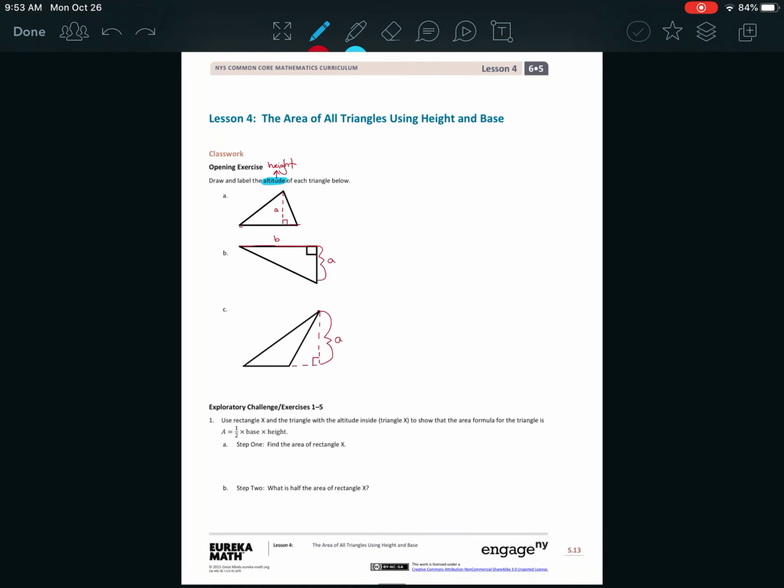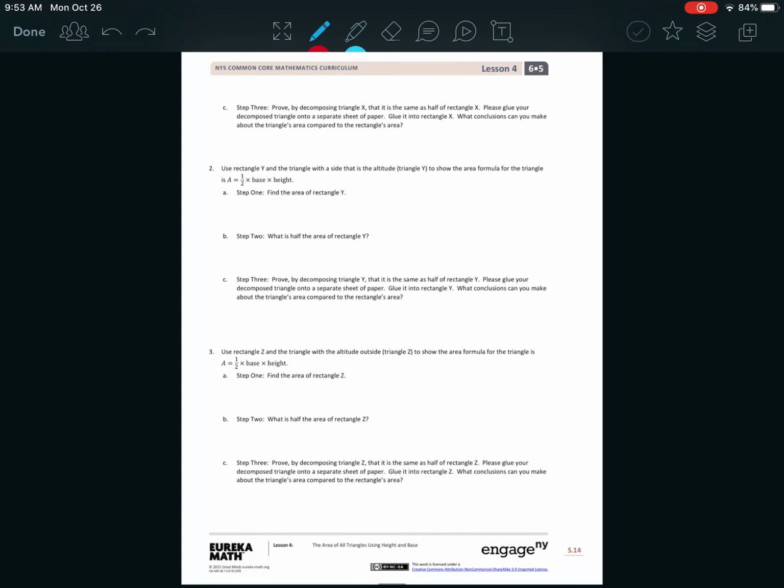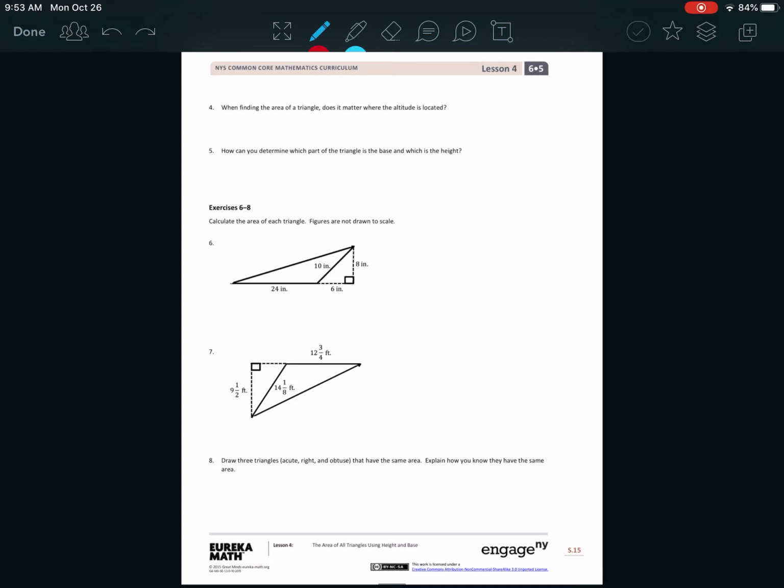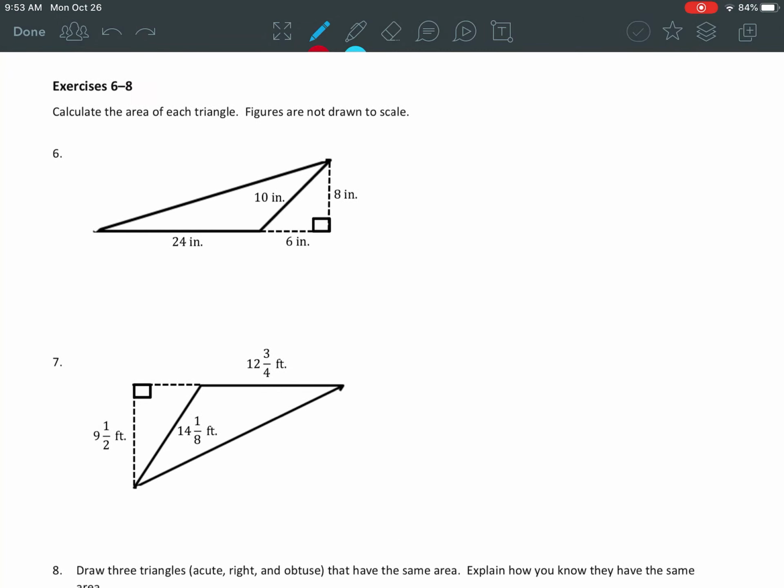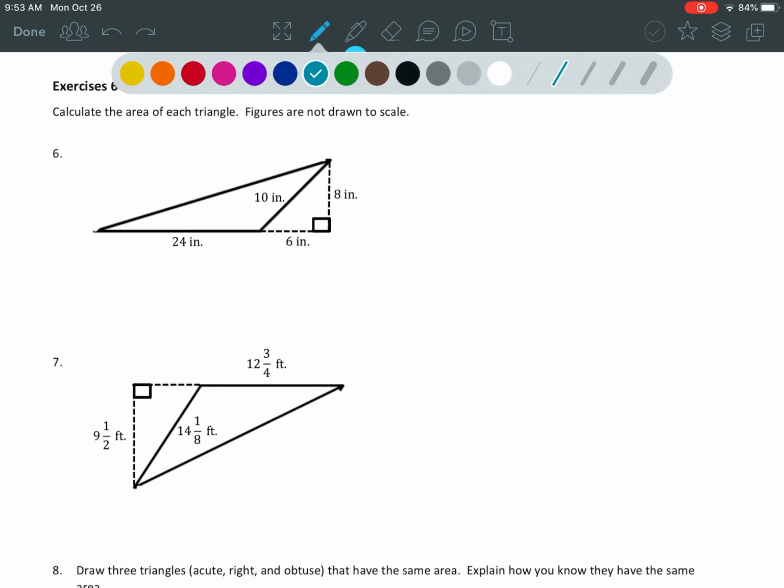Okay, so we're skipping this exploratory challenge because we're supposed to be measuring stuff, and we can't really do that this year. So I'm just going to go ahead and skip it, and we're going to go to exercises 6 through 8. Calculate the area of each triangle. Figures are not drawn to scale.